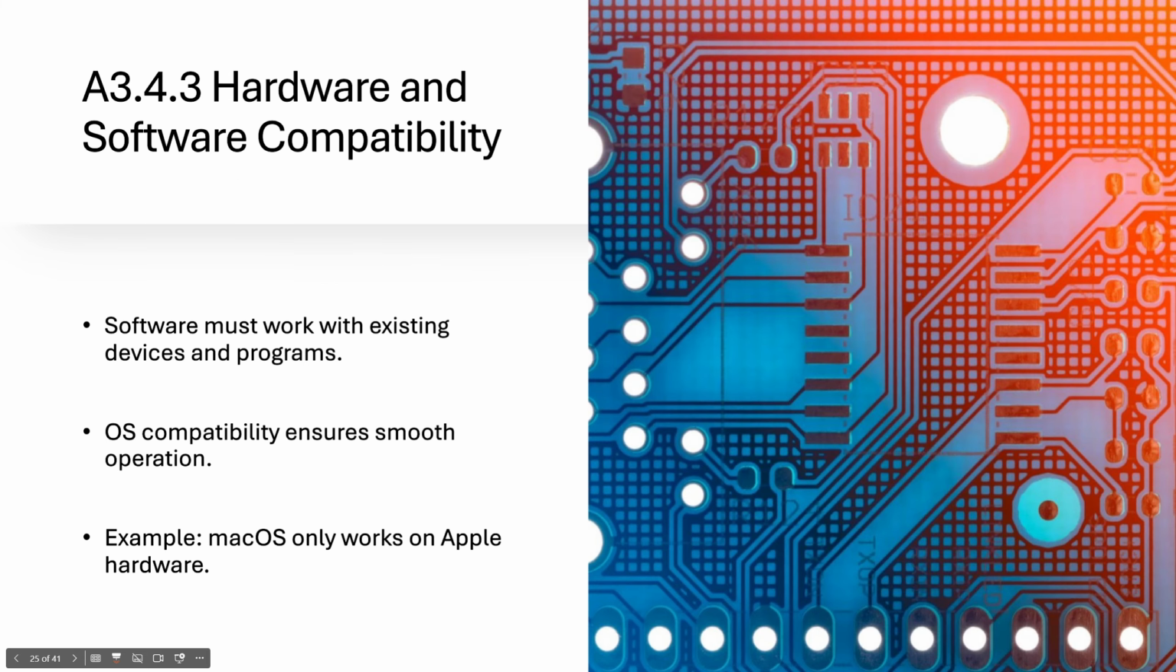Next, we have hardware and software compatibility. Software must work with existing devices and programs. OS compatibility ensures smooth operation. Example, macOS only works on Apple hardware. Let's say you're a company and you need to get software and hardware that will just work on any computer that you want. macOS is probably not going to be the best thing for you, and in some cases Windows might not even be the best. You might have to go to something like Linux. Most things, once you plug them in, they'll just work seamlessly.